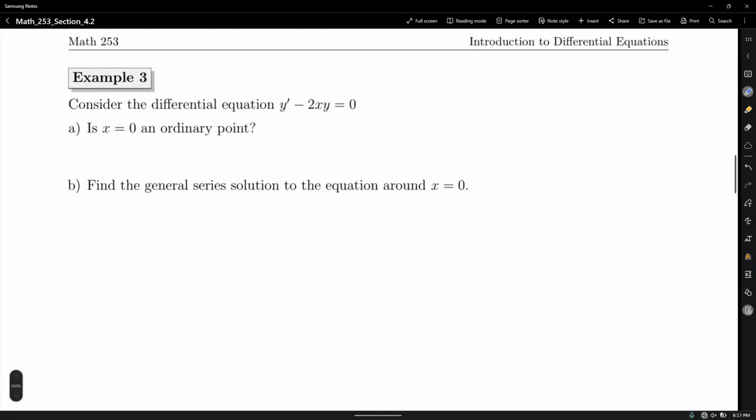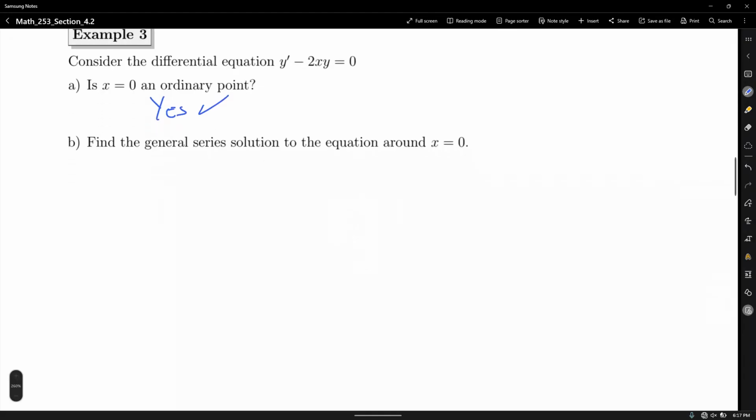Okay, here we go. Consider the equation y prime minus 2xy equals 0. The question here is, is x equals 0 an ordinary point or a singular point? Does x equals 0 make any denominators equal to 0 for this equation? No, so it is an ordinary point. Otherwise, if x equals 0 made the denominator 0, then it's a singular point. Find the general series solution to the equation around x equals 0.